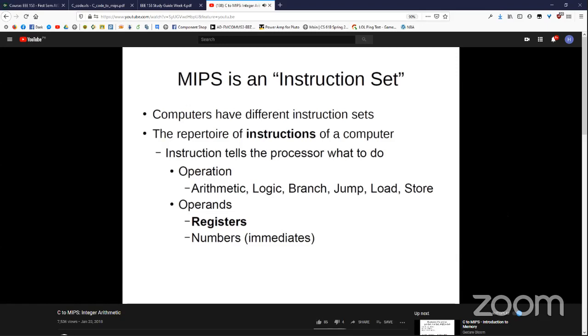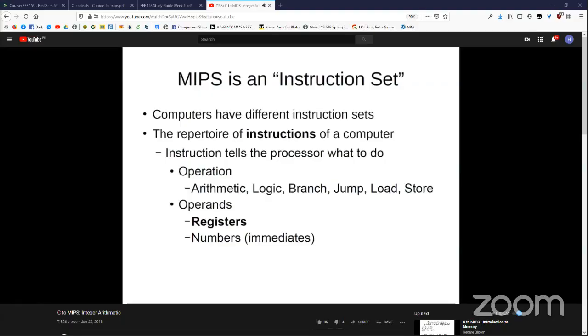Instructions of the computer tell the processor what to do. Instructions are composed of an operation, specified by an opcode, and a number of operands, which the operation uses. Classes of operations include arithmetic, logic, branch instructions, jump instructions, and load store instructions, and a few others. Operands typically include registers and hard-coded constant value numbers, or immediates.